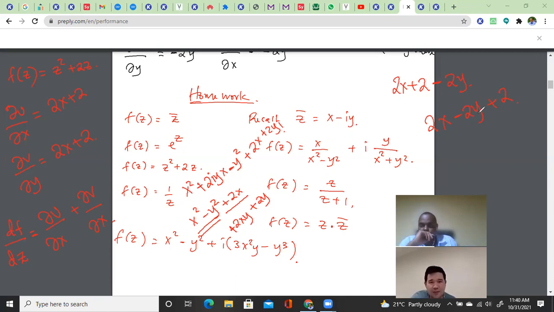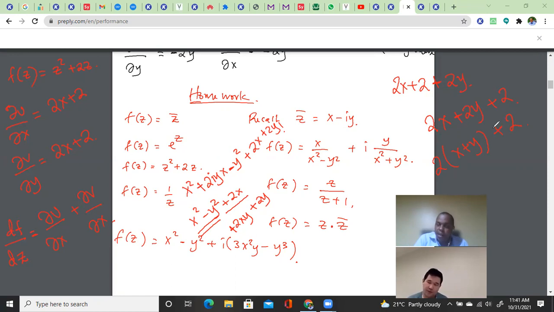It should be plus 2i, because we don't take the dv dx. Previously we used negative dv dx. In this case, or is it still negative? It's going to be plus 2y. Yes, it's plus. So this is 2x plus y plus 2. Yes.